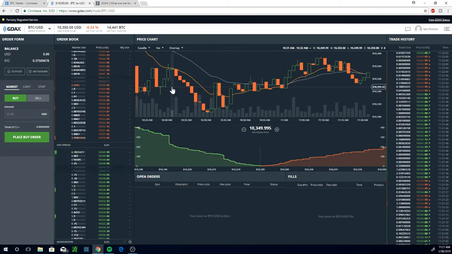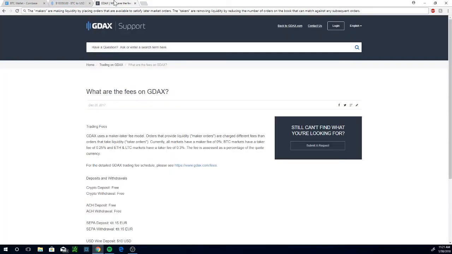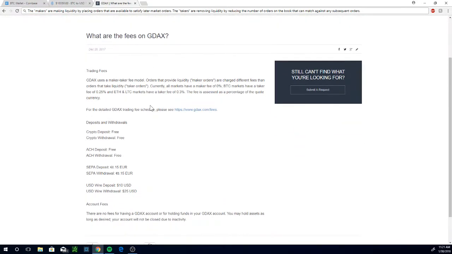So first I just wanted to cover what the fees on GDAX are. GDAX uses a maker-taker fee model. Maker orders, which provide liquidity, are charged different fees than orders that take liquidity, taker orders. Currently, all markets have a maker fee of 0%. BTC markets have a taker fee of 0.25%, and ETH and LTC markets have a taker fee of 0.3%.